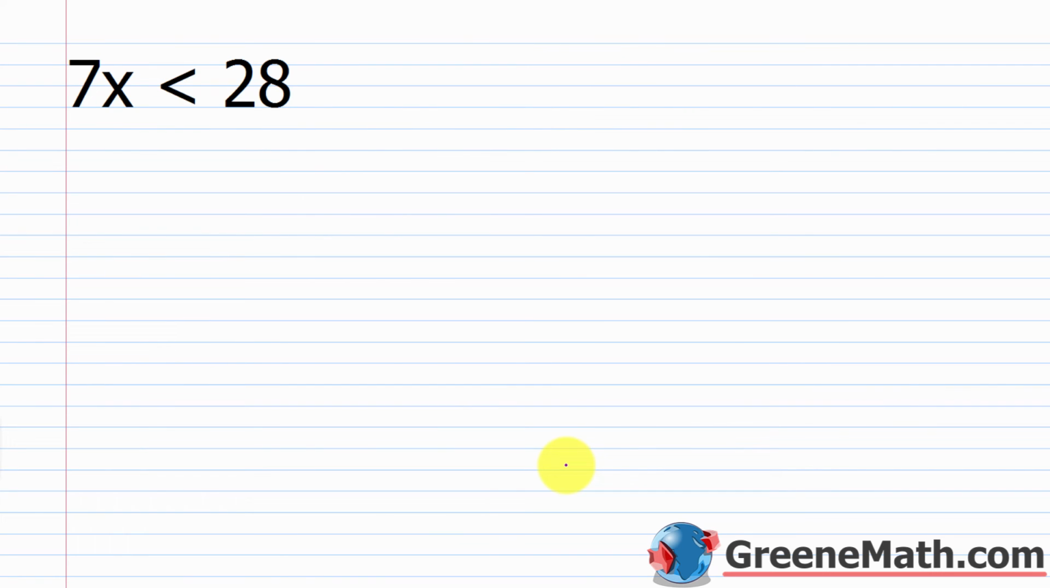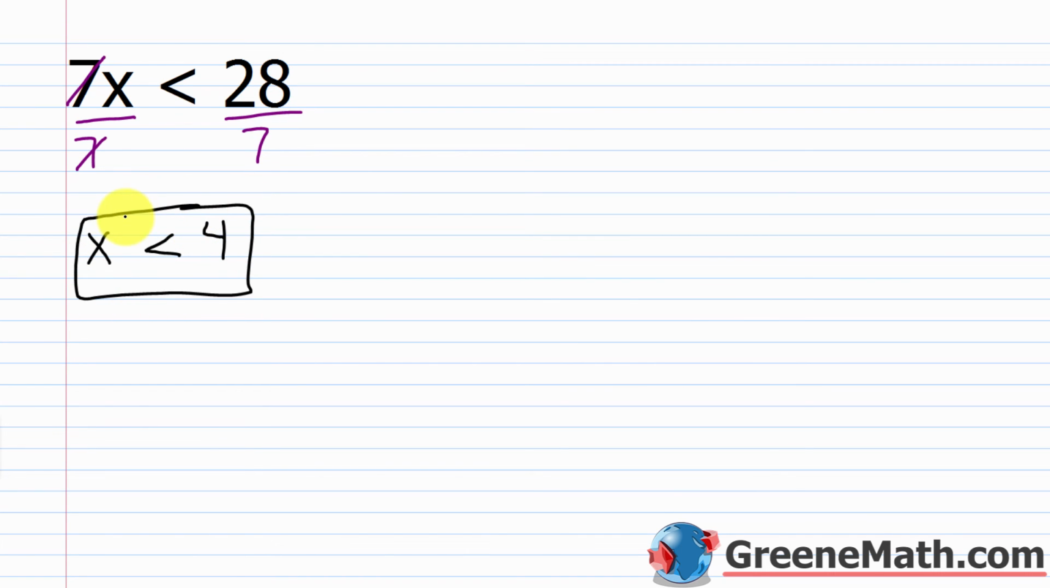All right, let's take a look at 7x is less than 28. So if I want x by itself, I need to divide both sides of the inequality by 7. Now remember, I'm dividing by a positive number, so I keep the direction of the inequality the same. This 7 cancels with this 7, and I'm just left with x, and then is less than 28 divided by 7, which is 4. So that's my solution. x is less than 4.